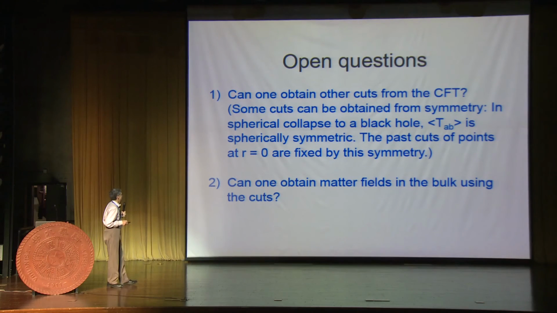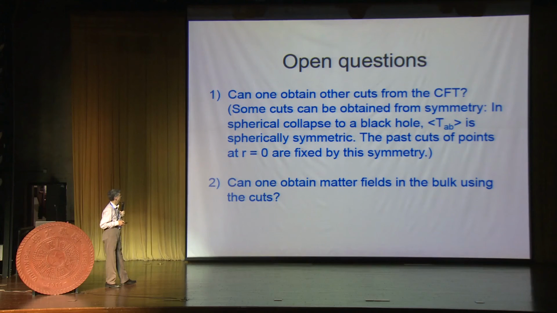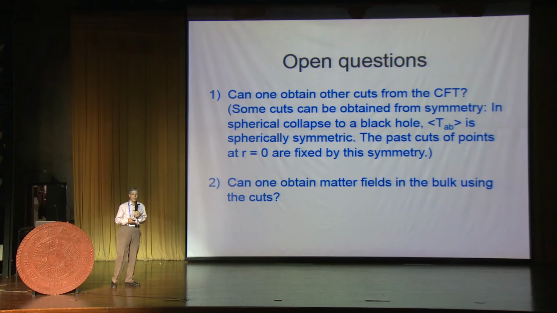So some open questions. We'd like to obtain other cuts from the CFT. I gave you one way to obtain the cuts for bulk points which are in the causal wedge, in causal contact with the boundary to the future and past. Can you do better? Well, here's just an existence proof that you can do better. If you have a spherically symmetric collapse to a black hole, of course, the boundary stress tensor is spherically symmetric. And the past cut of any point at the origin is fixed by the symmetry, because it has to be one of these spherical cuts. But that includes points inside the horizon. So at least in this simple case, we know what the past cuts of points inside the horizon at the origin are just from symmetry.